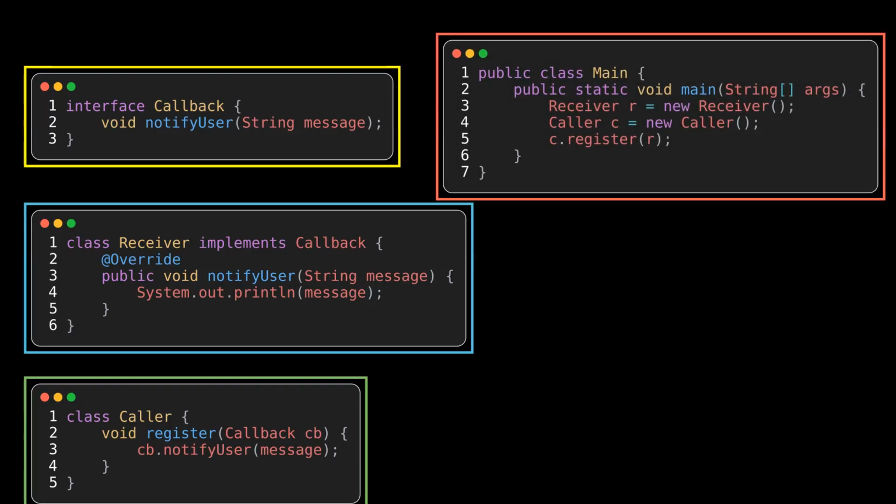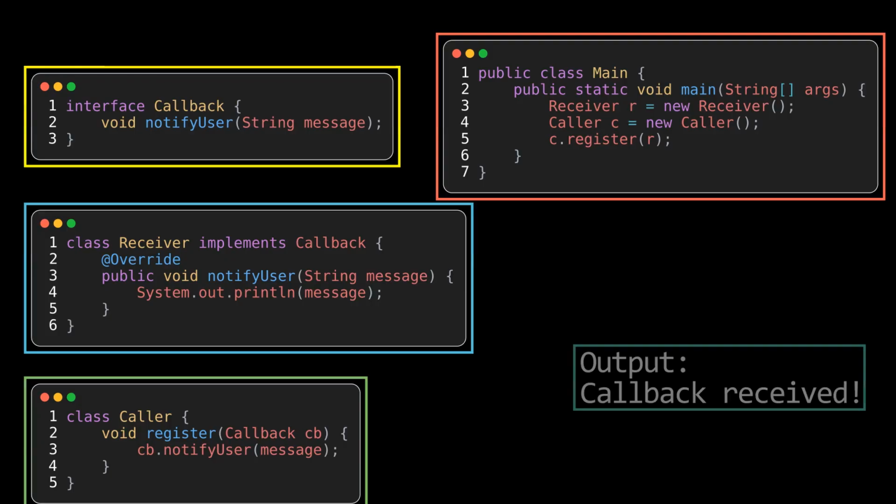In the main class, we create objects of receiver and caller. Then pass the receiver to the caller, triggering the callback. This prints callback received. And that's how callback functions work in Java.